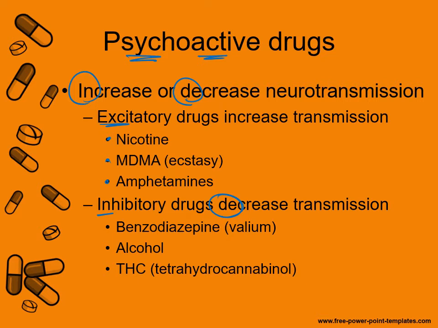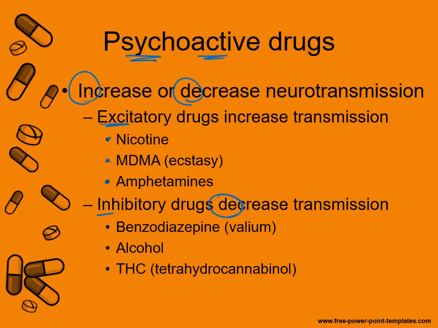They're going to calm us down. Some examples are benzodiazepine, Valium is an example, alcohol, and then THC, which is in marijuana. IB might ask you to state examples of excitatory drugs and inhibitory drugs.